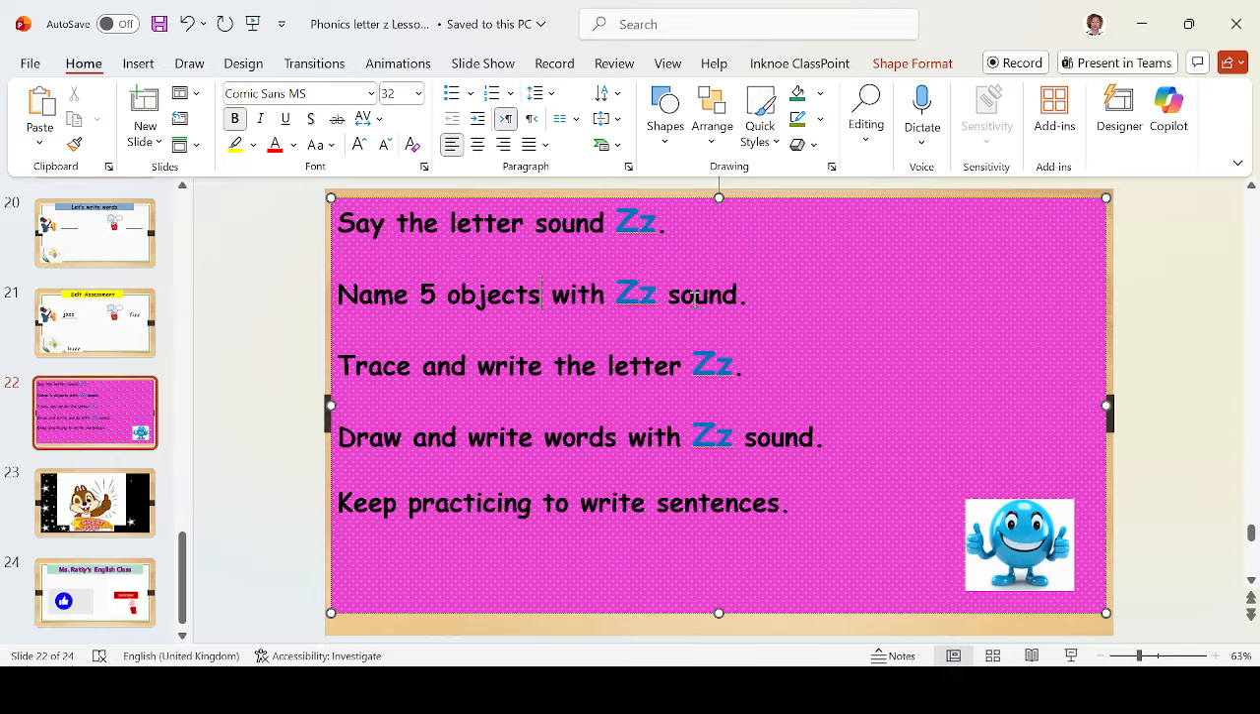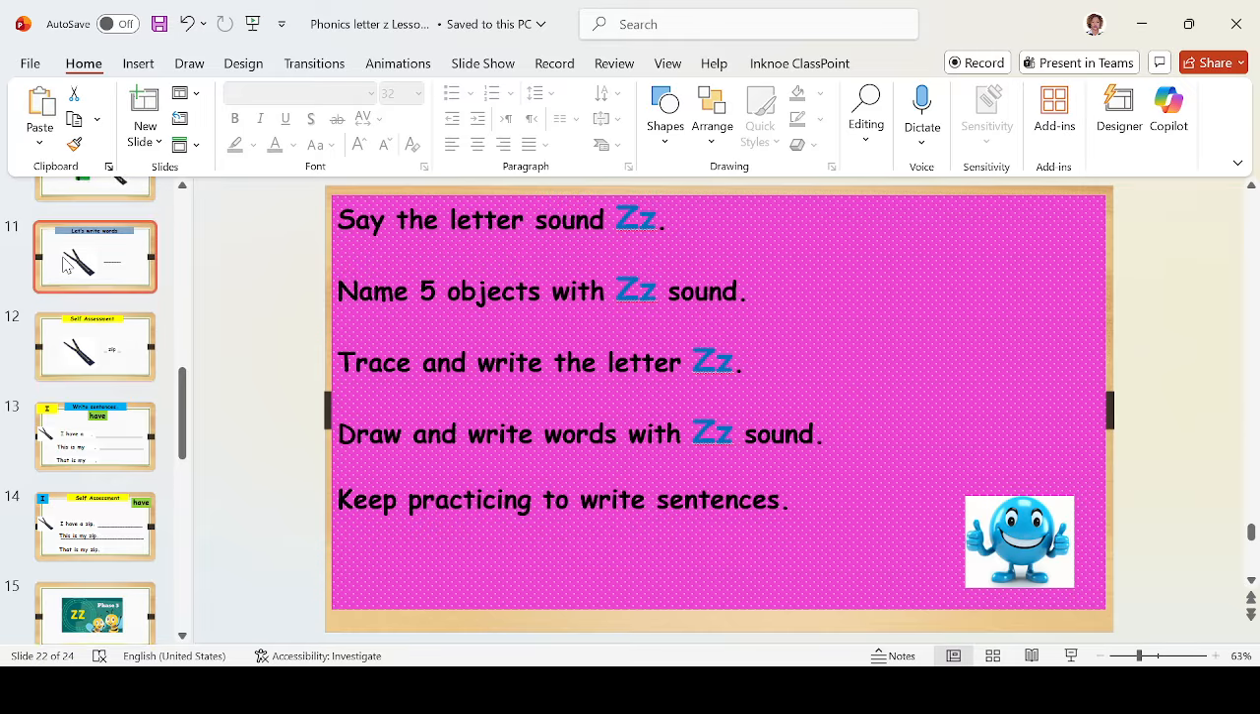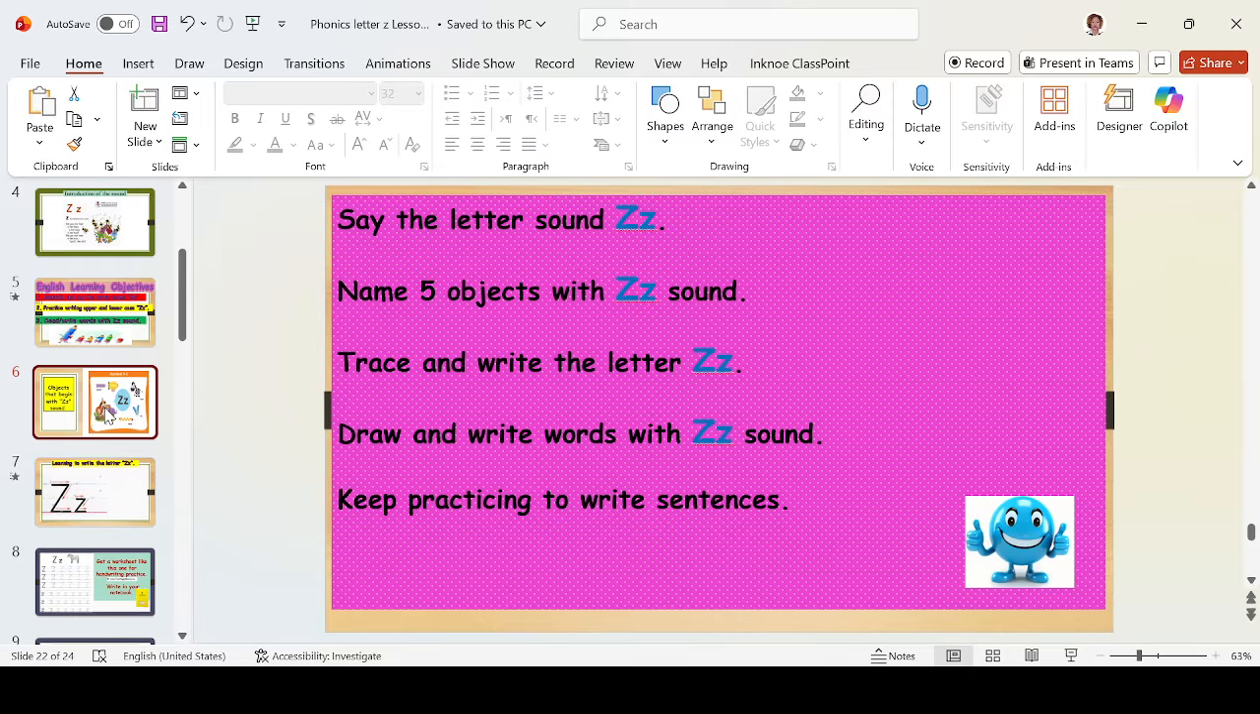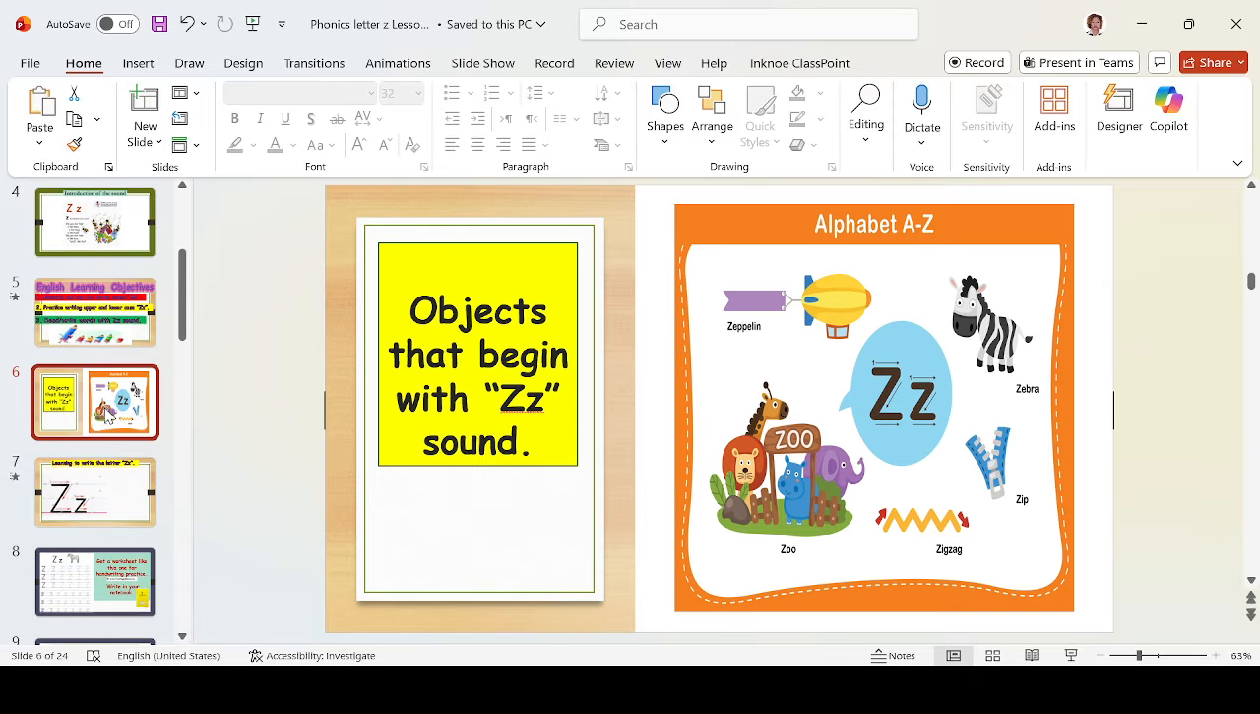And then I want you to practice to trace and write the letter Z sound. Keep on practicing to write it. Okay, and also to draw and write words with the Z sound. You know what you can do? You can draw all these objects. Let me show you one more time. Oh, it's slide number 6, all right.